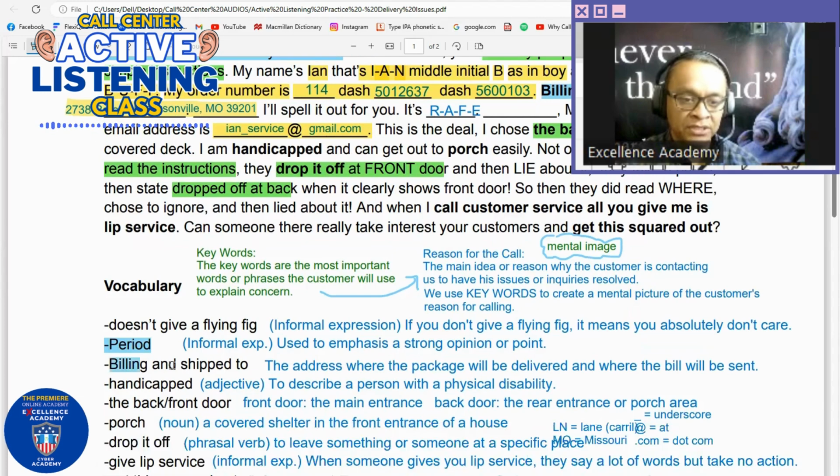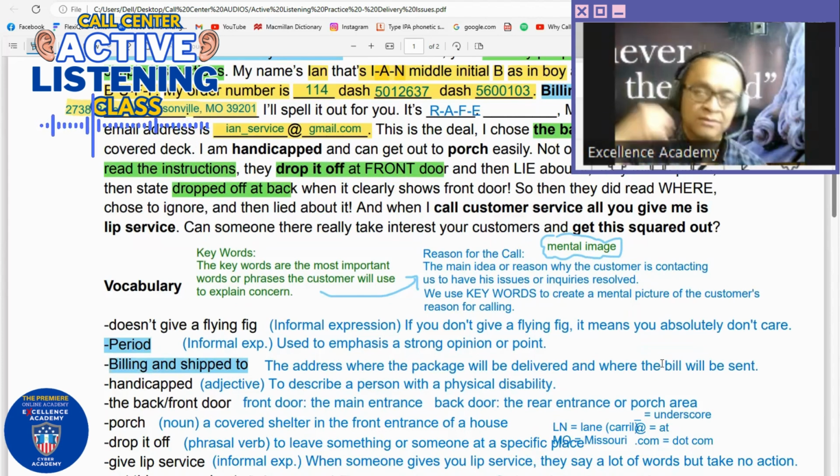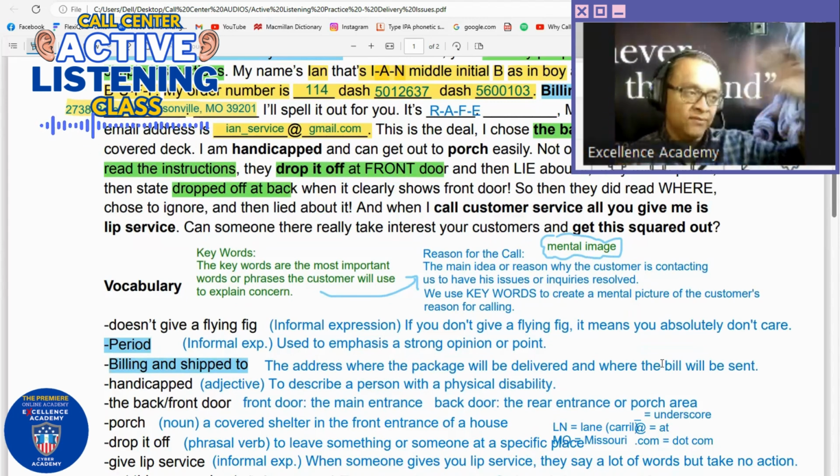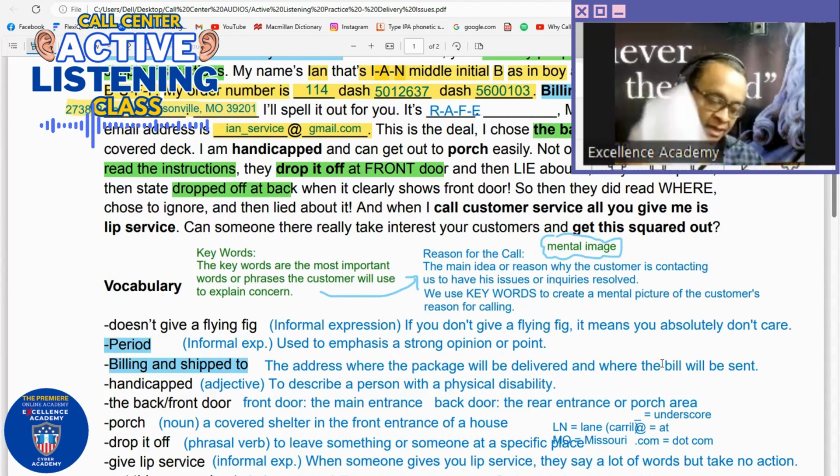So here, billing and shipped to means the address where the package will be delivered and where the bill will be sent. So we say, I want my package billing and shipped to First Street, 239, Zone 1, Guatemala City. So the package will be shipped to that address, and also the invoice, the document where you need to pay. Because sometimes maybe you want the package shipped to a different location, but you want the invoice sent to the central office or the headquarters.